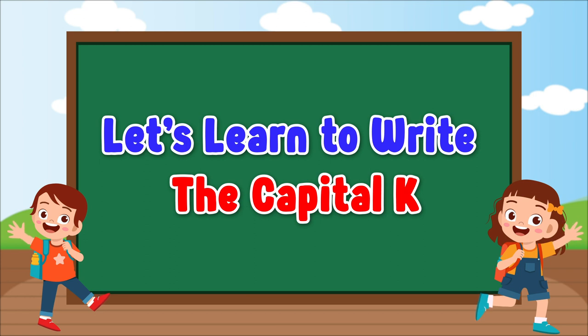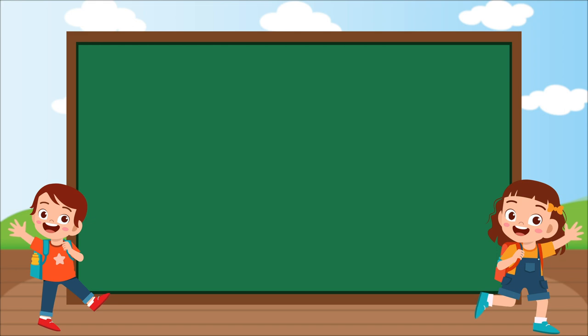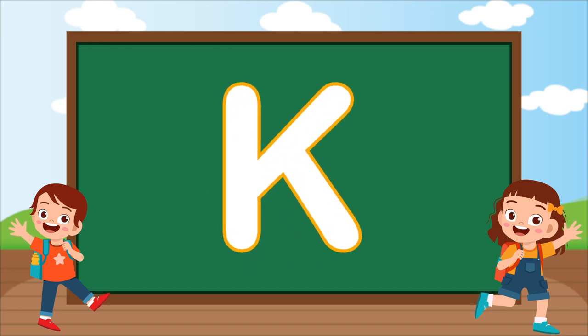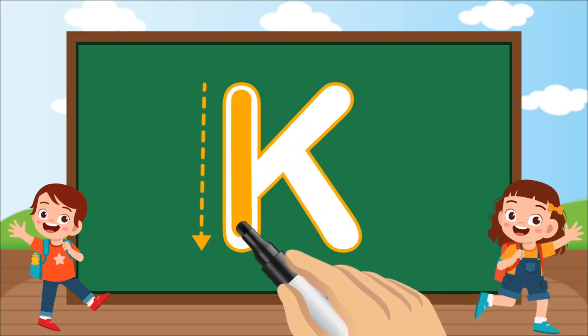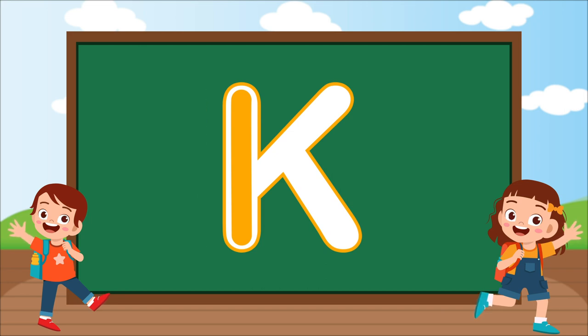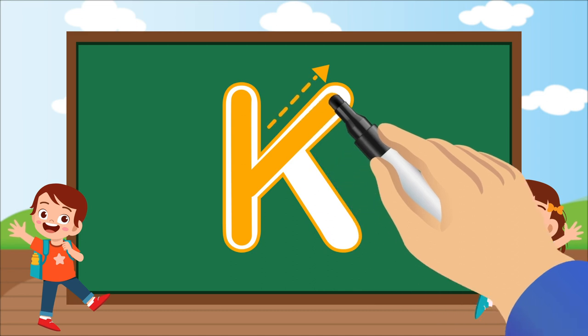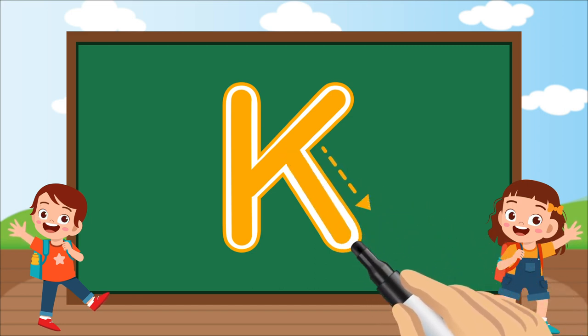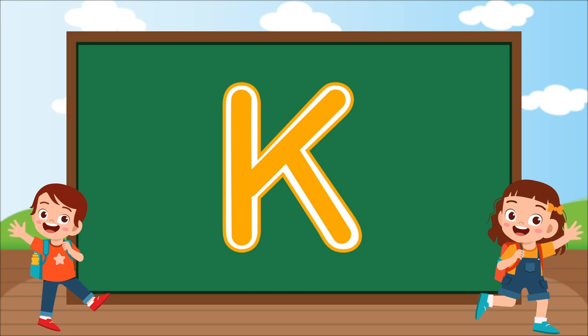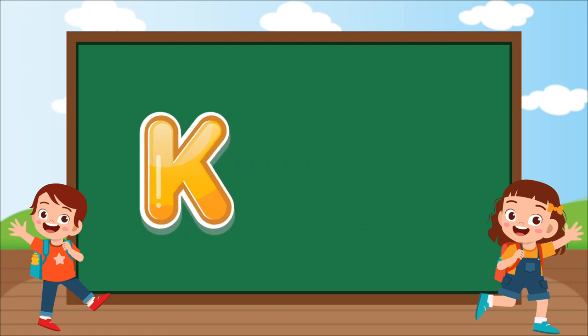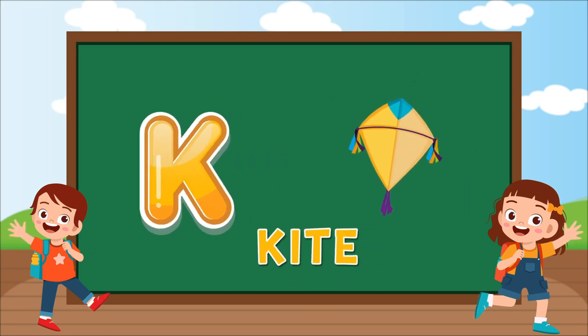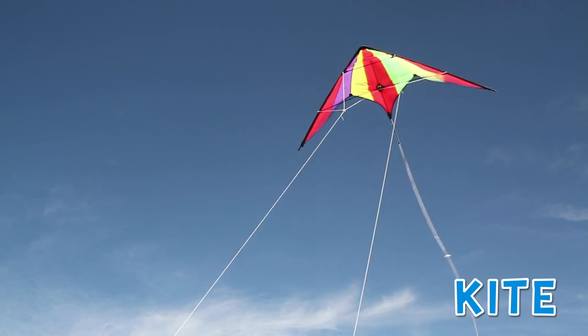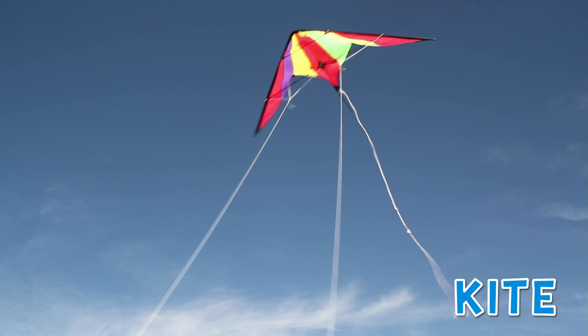Let's learn to write the capital K. First, we will draw a standing line. Then, go to the middle and draw a slanting line upward. And again, go to the middle and draw a right slanting line downward. K is for kite. Kite.